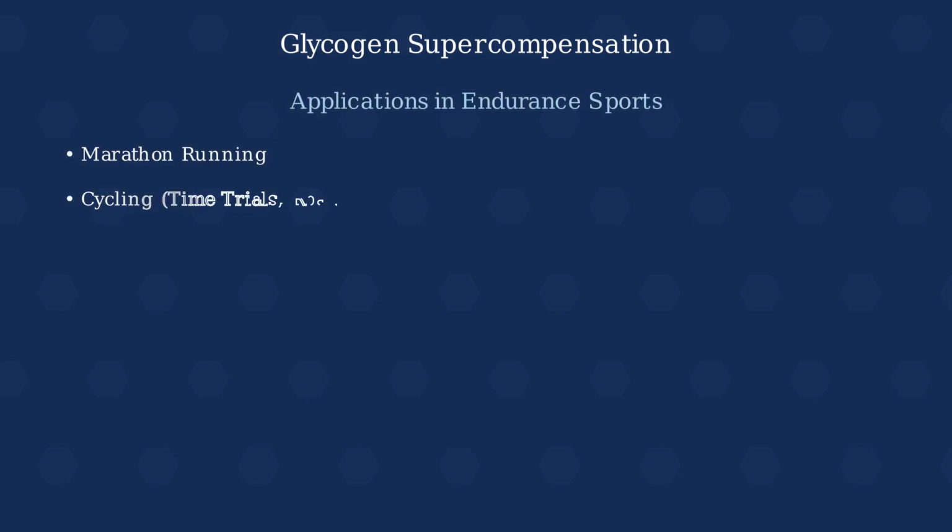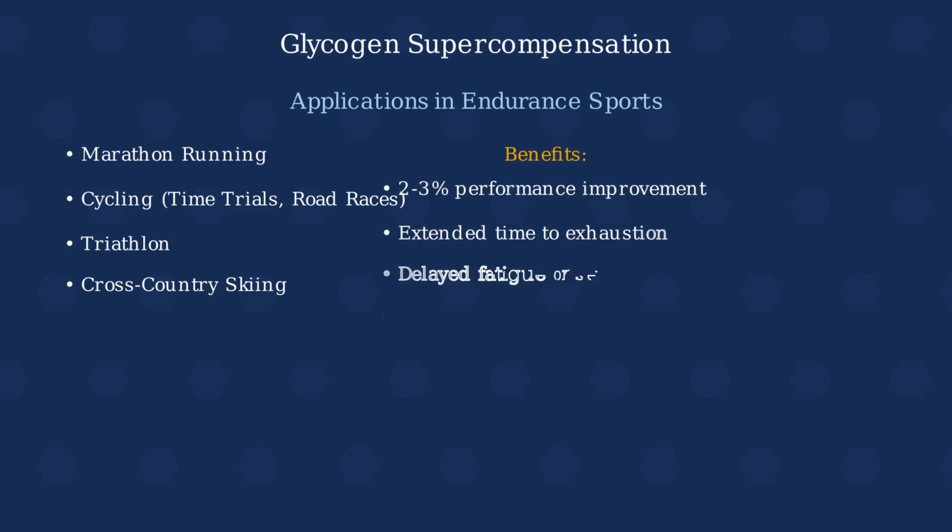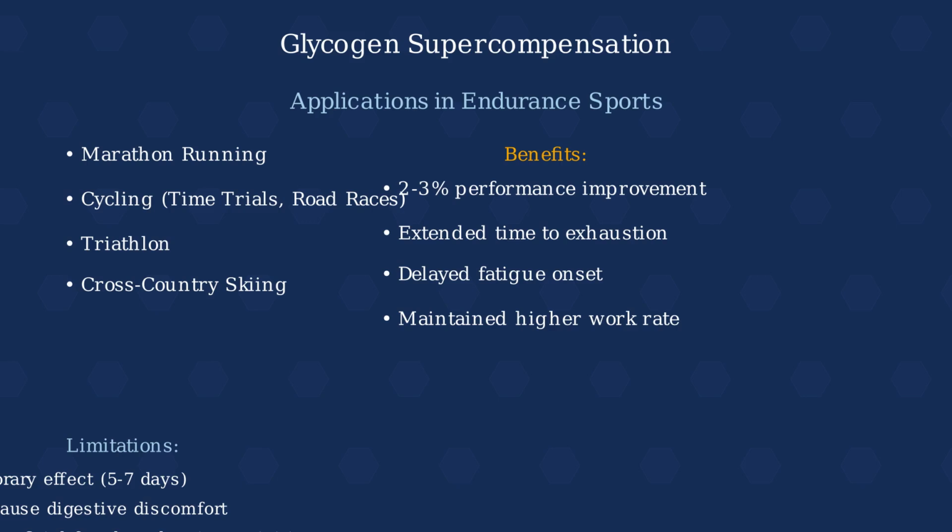Glycogen supercompensation is widely applied in endurance sports where performance depends on sustained energy availability. The benefits include a 2 to 3% performance improvement, which is significant at elite levels. Athletes also experience extended time to exhaustion, delayed fatigue, and can maintain a higher work rate throughout competition. However, there are limitations to consider. The effect is temporary, lasting only 5 to 7 days. Athletes may experience digestive discomfort during the loading phase, and the technique offers little benefit for short-duration, high-intensity activities.